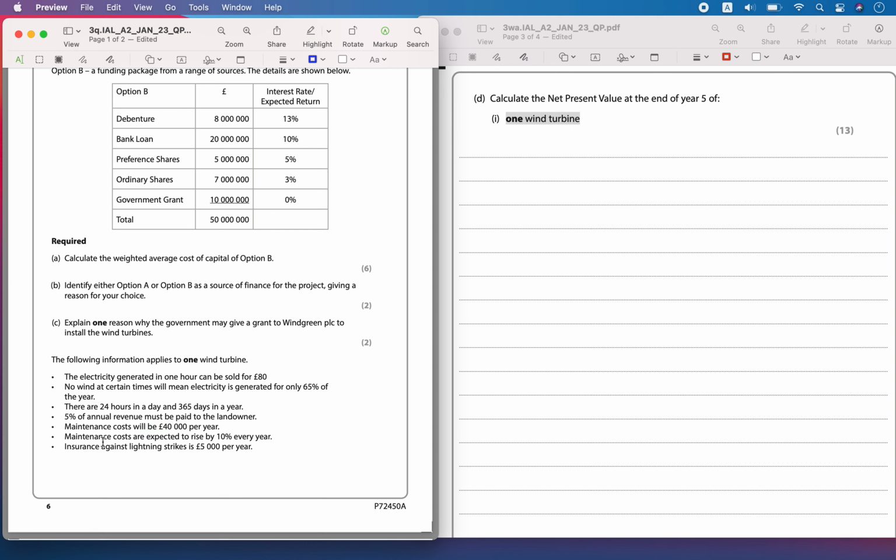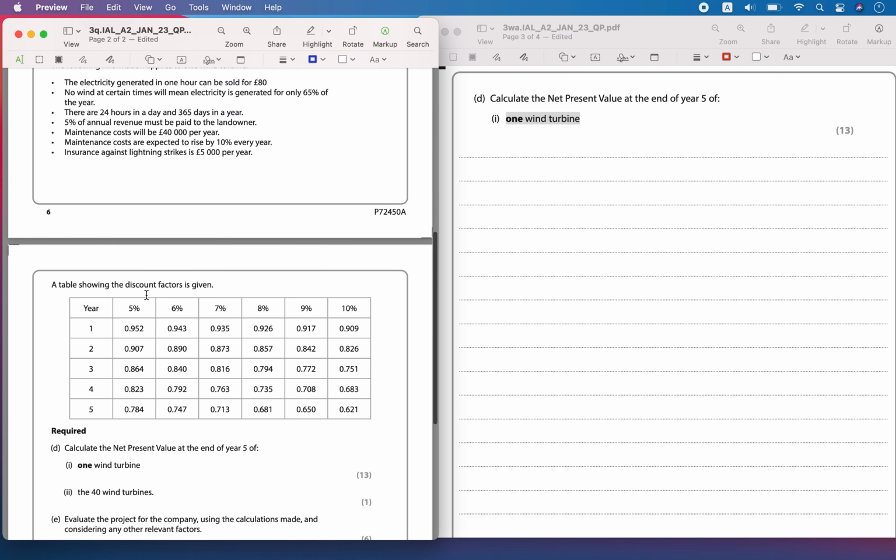Maintenance cost is around 40,000 per year. Maintenance costs are expected to rise by 10% every year. Insurance against lightning strikes is around 5,000 pounds per year. This is the information available for the investment in one wind turbine. And this is a table which shows the discount factors. Now we have to calculate the net present value for one wind turbine.